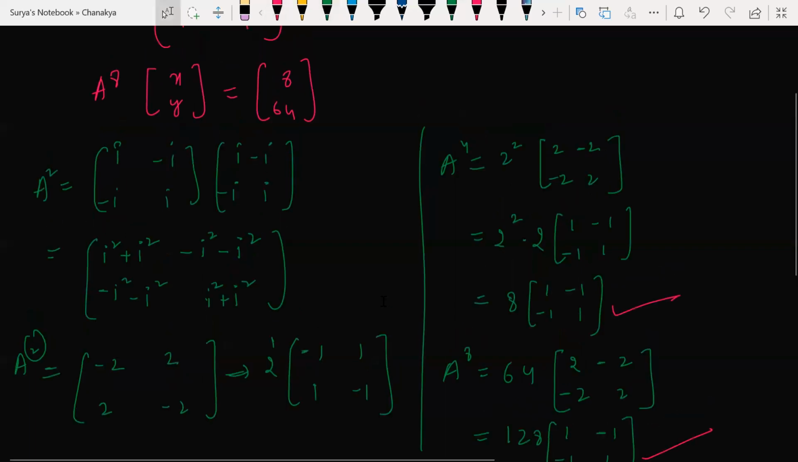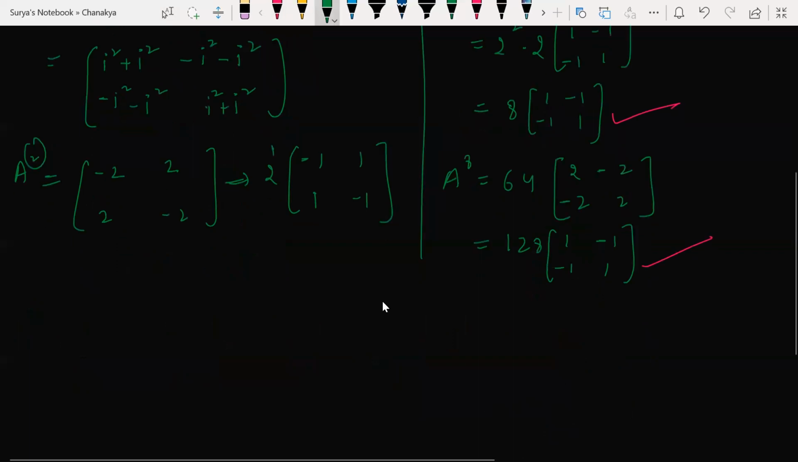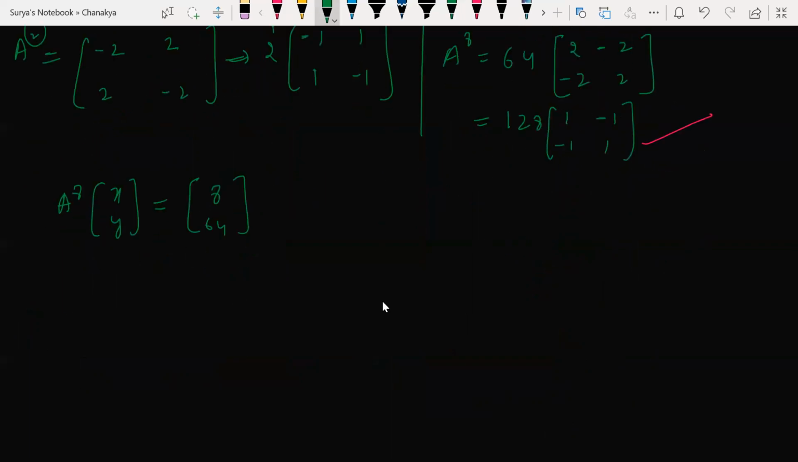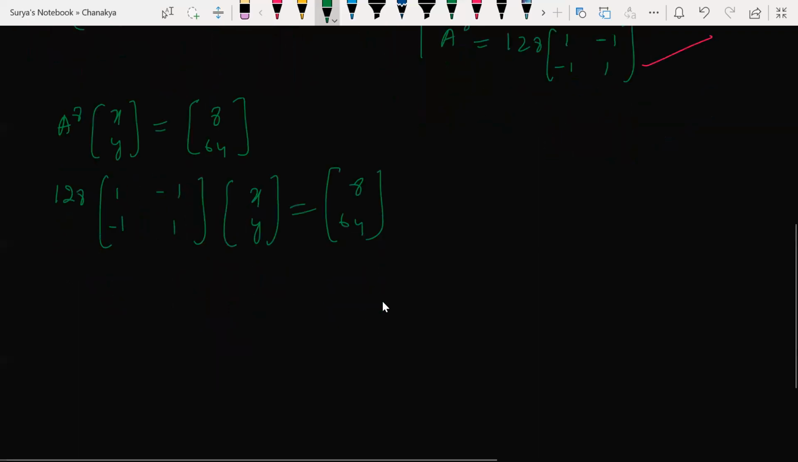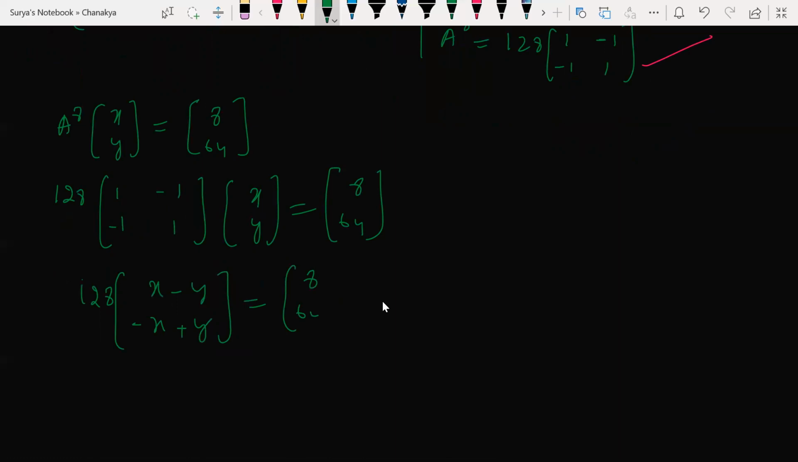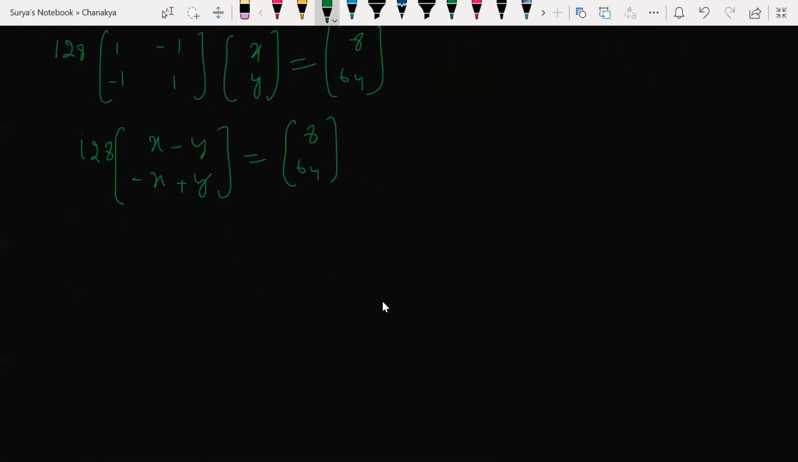Okay, he is asking for A to the power of 8 only, right? So I got A to the power of 8 now. Let's substitute it. He has given that A to the power of 8 times xy is equal to 864. So 128 times the matrix 1, minus 1, minus 1, 1, times xy is equal to 864. This is a 2021 question, right? Now just multiply this. So 128 as it is, times x minus y, minus x plus y, is equal to 864. So just compare corresponding elements.